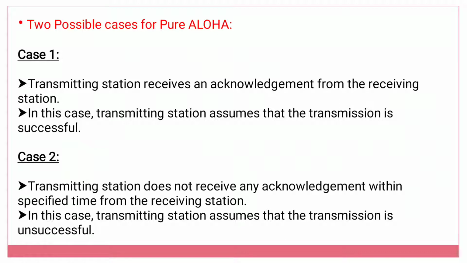What is the meaning of unsuccessful? The data may be lost in the middle or the data is corrupted due to some collisions. Some disturbances happen that prevent successful transmission of the data. So these are the two possible cases for pure Aloha: one is transmission is successful and the other is transmission is unsuccessful.